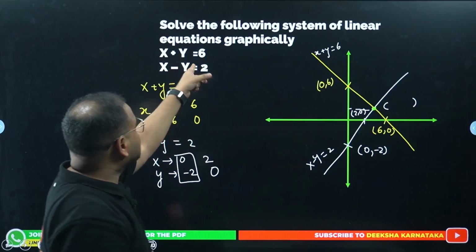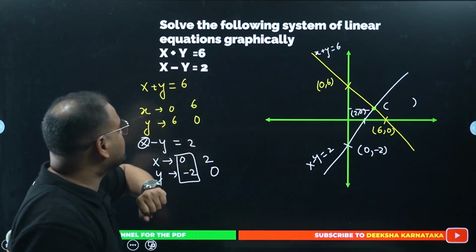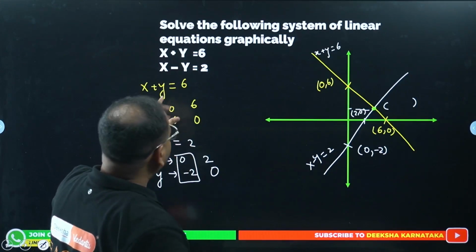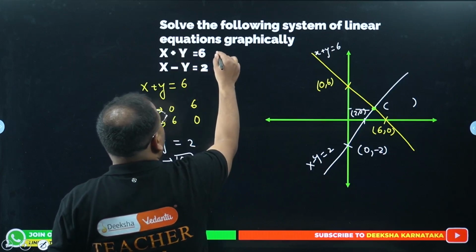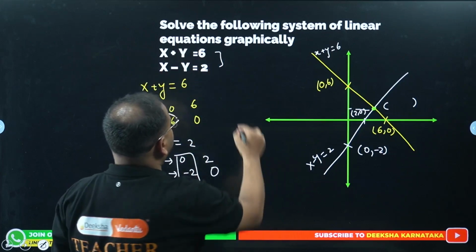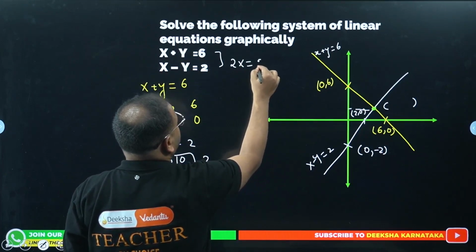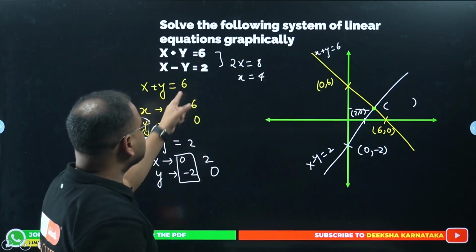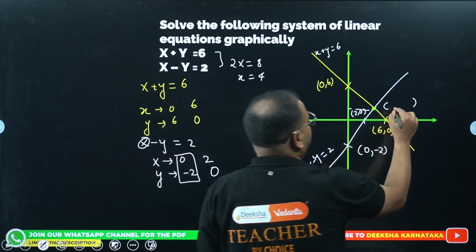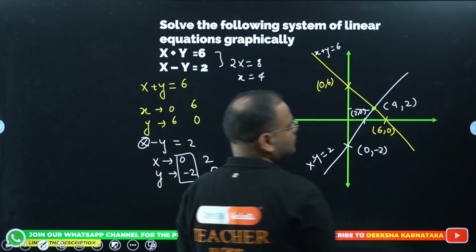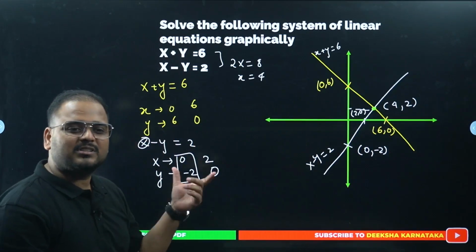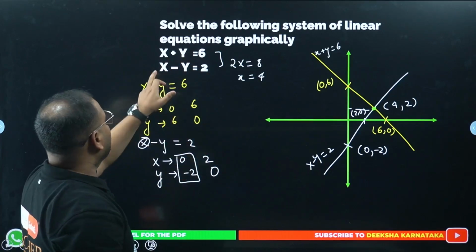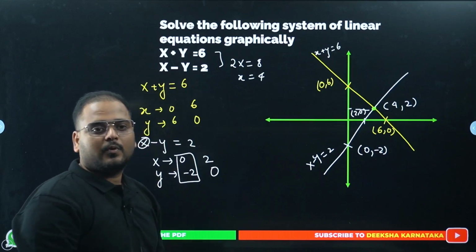So x plus y is 6 and x minus y is 2. If you add them, what are you going to get? 2x equals 8, so x equals 4. The difference is 2, which means y has to be 2. What is my point? (4, 2). Sir, how am I sure that it is the right answer? Put it in the equation. 4 plus 2 is 6. 4 minus 2 is 2.